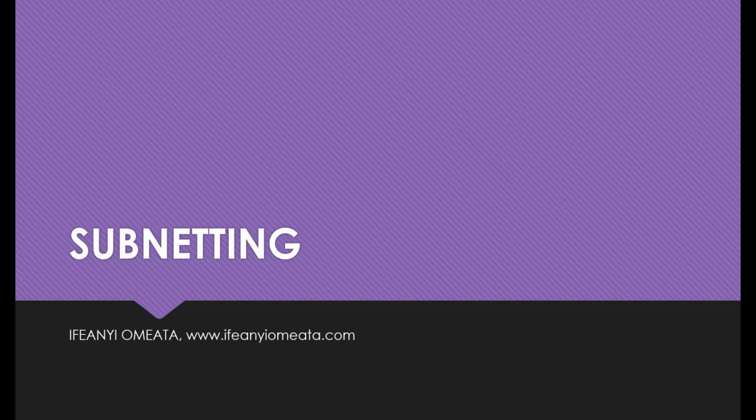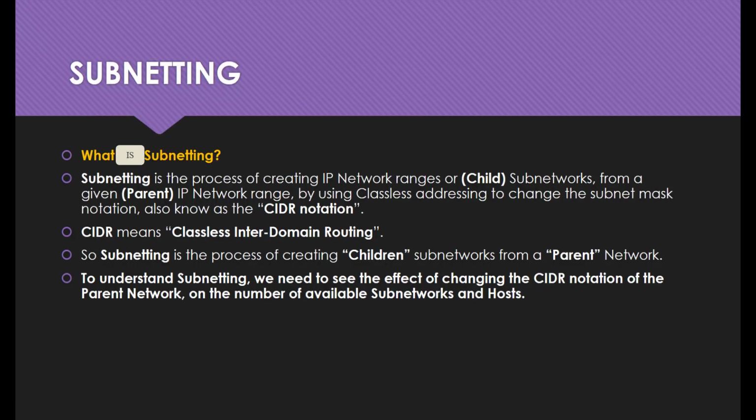Welcome to subnetting. So what is subnetting? Subnetting is the process of creating IP network ranges or child subnetworks from a given parent IP network range by using classless addressing to change the subnet mask notation, also known as the CIDR notation. CIDR means classless inter-domain routing. So subnetting is the process of creating children subnetworks from a parent network.